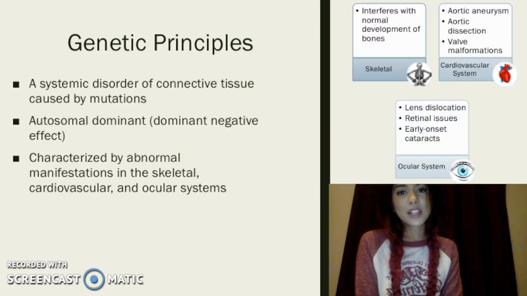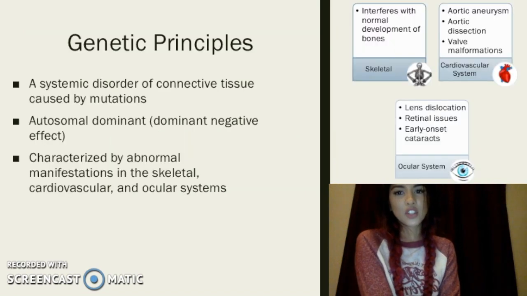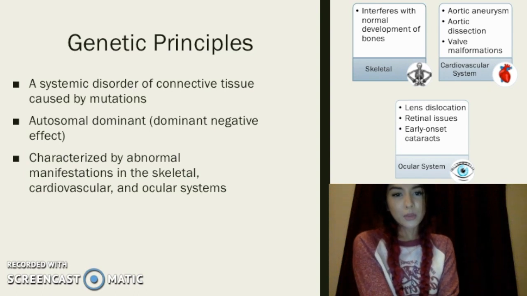Marfan Syndrome is a systemic disorder of connective tissue caused by mutations. It is autosomal dominant, which means that even if there's a normal copy, a single mutated copy, so a heterozygous mutation, is sufficient to cause this disorder. It is characterized by abnormal manifestations in the skeletal, cardiovascular, and ocular systems.